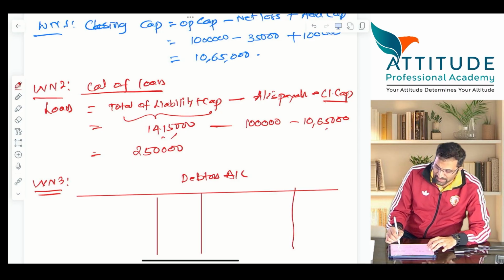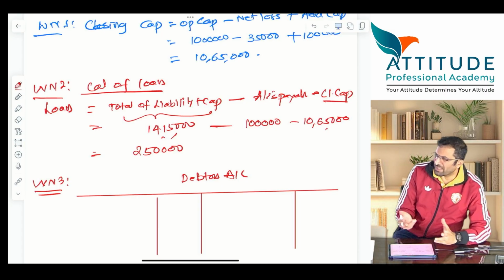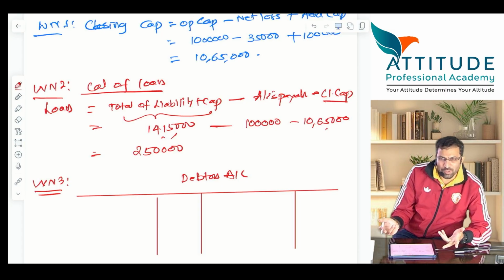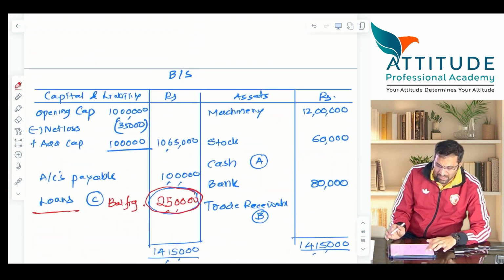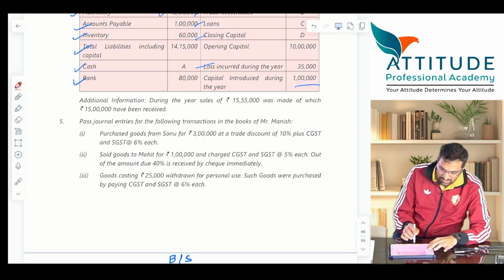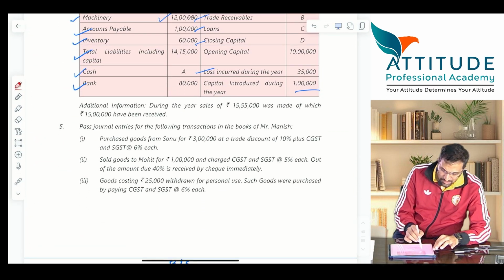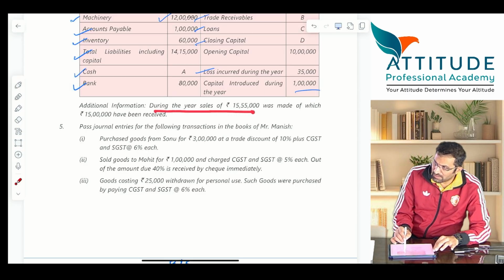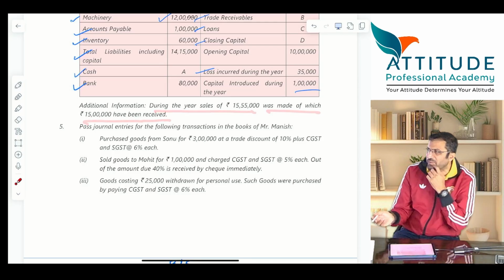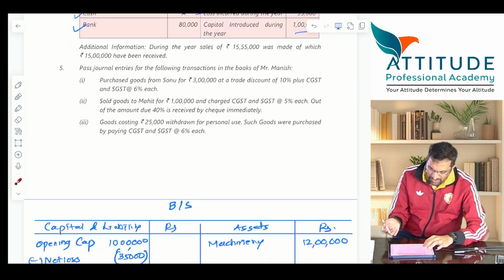Okay, closing debtors you'll get. You need not open the debtors account, but I'm just telling you, you can open it also, no problem. Now come here. See what is given in the additional information. Read the additional information: during the year the sales made were 15,55,000, out of which 15 lakhs were received, which means 55,000 is still receivable. So you can put the debtors account also.